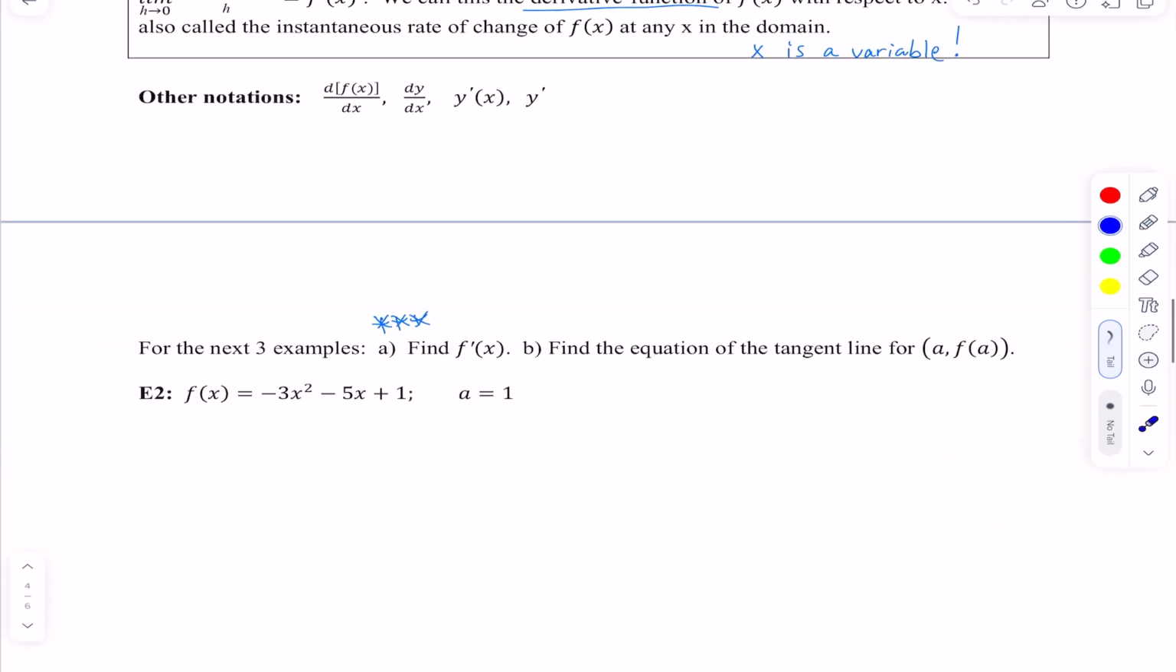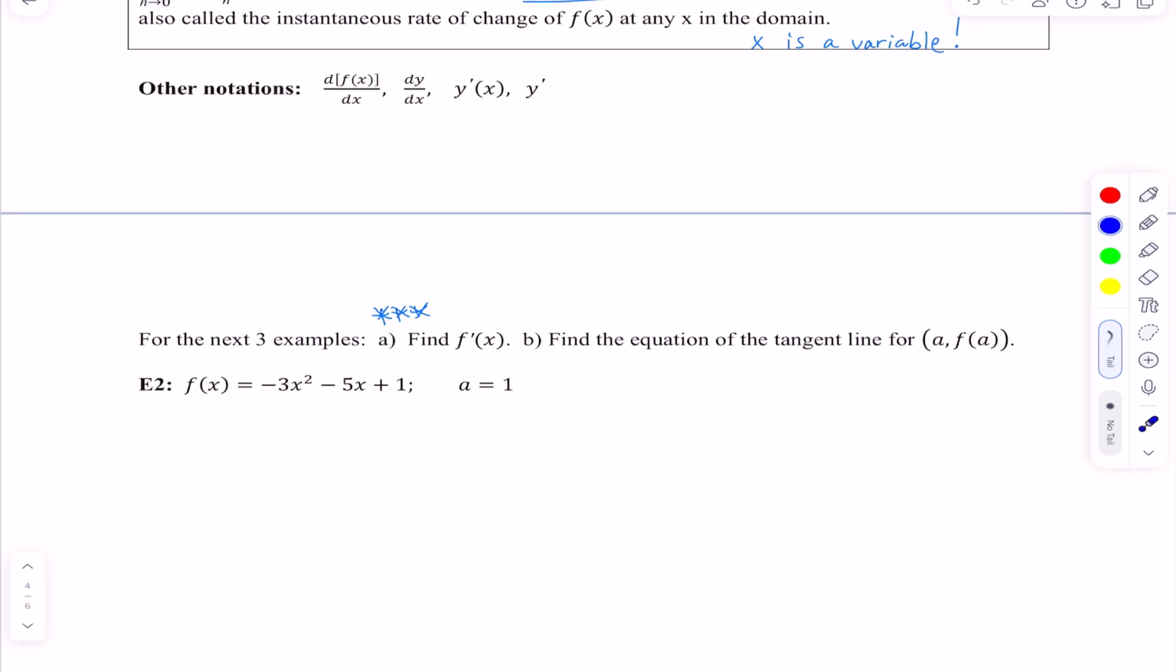There are other notations for derivatives. These are also all very important. How do you read this? This is actually the derivative of f of x with respect to x. Okay, so both of these are read this way. The derivative of f of x with respect to x.